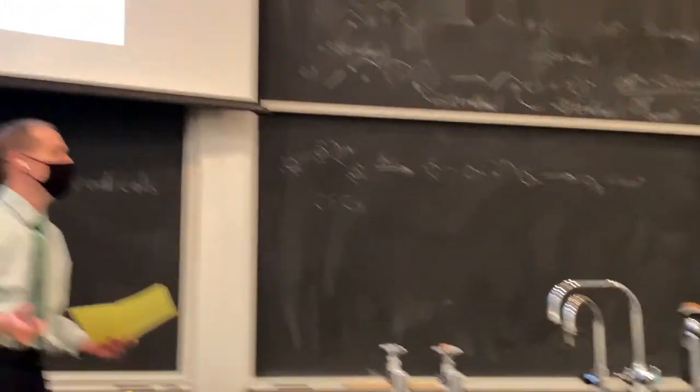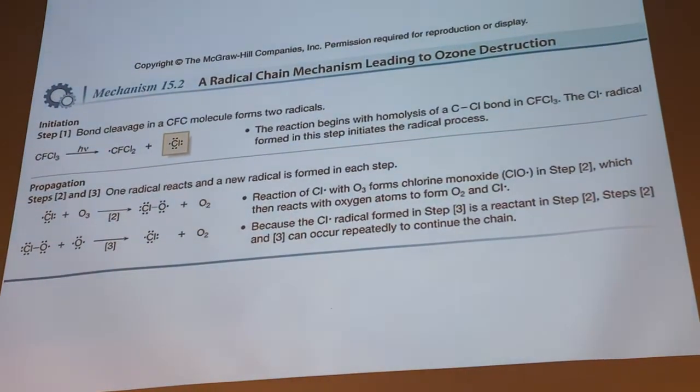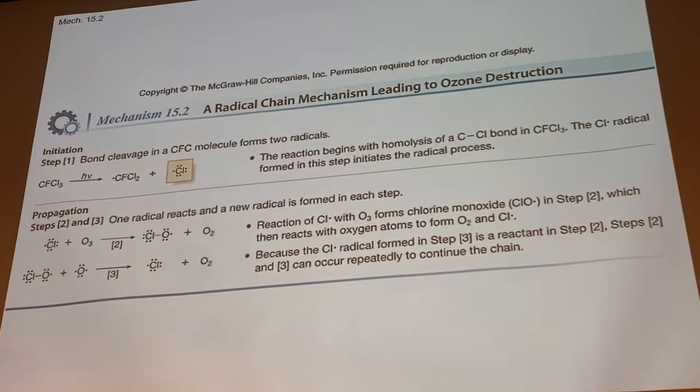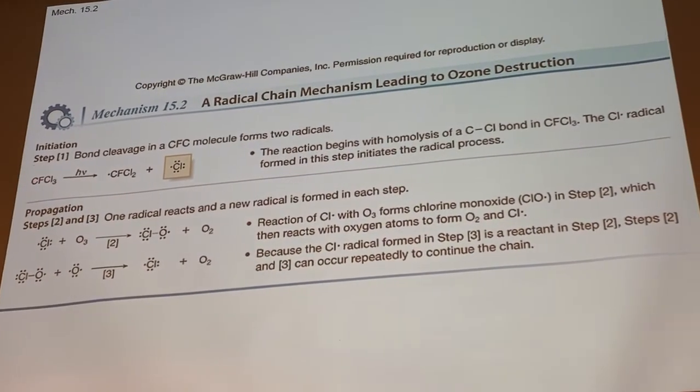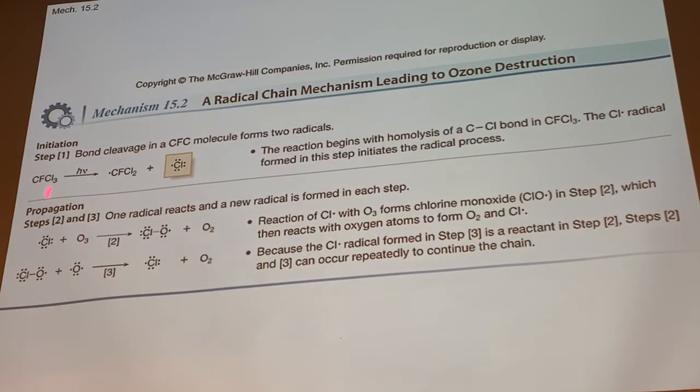This slide here shows how chlorofluorocarbons destroy ozone. The carbon-chlorine bonds in these molecules are weak, and so when they are exposed to light, they undergo homolytic cleavage, generating a chlorine radical. The problem is that the chlorine radical can react with ozone. It can pluck an oxygen out of ozone, giving you this OCl radical. That OCl radical can react with oxygen atoms.